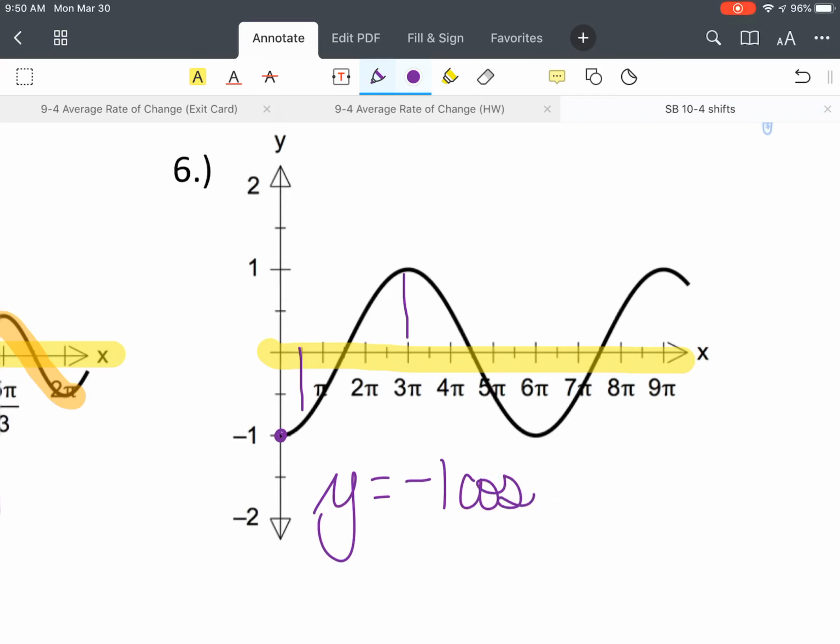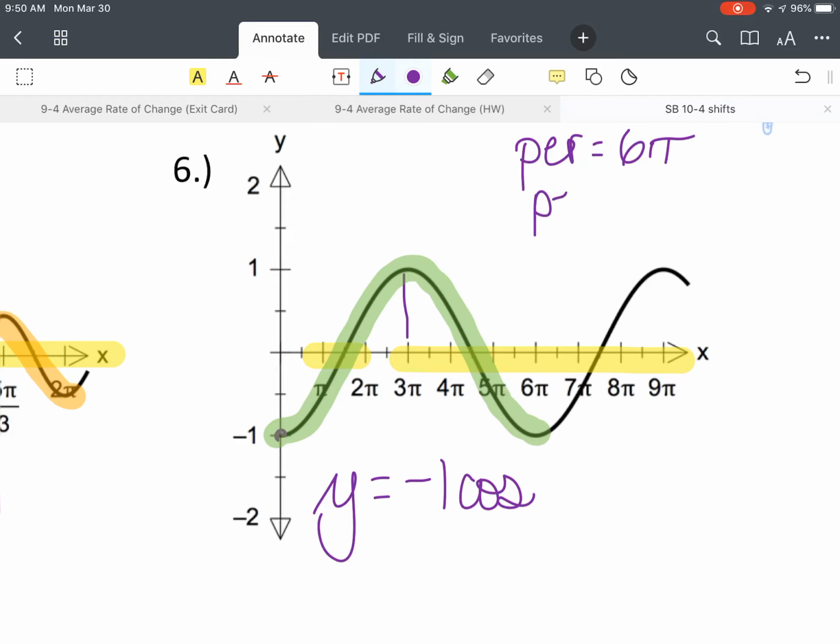Okay, now this one's a little trickier to figure out. I can't really just look from 0 to 2 pi. It's kind of hard to tell what portion of the full graph I see. So what I'm going to need to do is figure out what the period is. So let's highlight 1 full cycle. Okay, 1 full cycle ends at 6 pi. So the period we know is 6 pi.